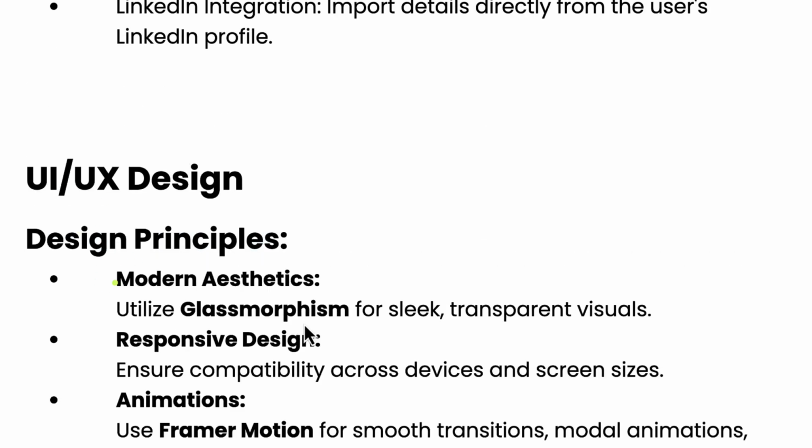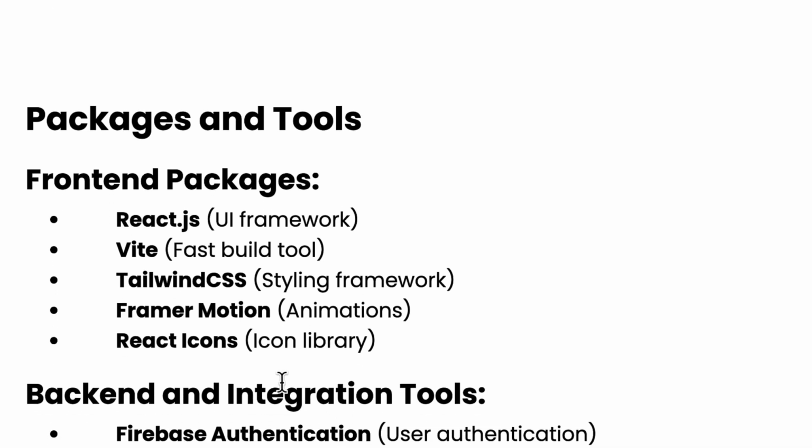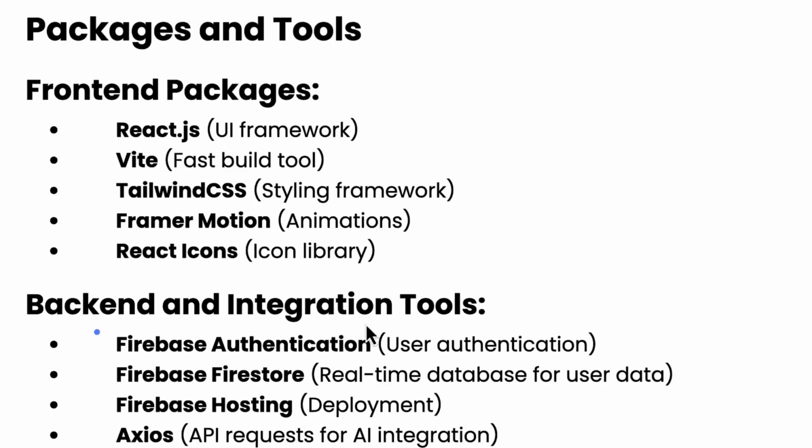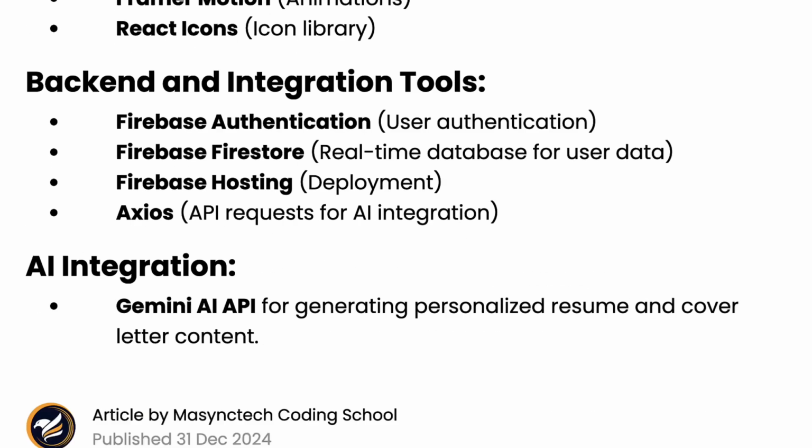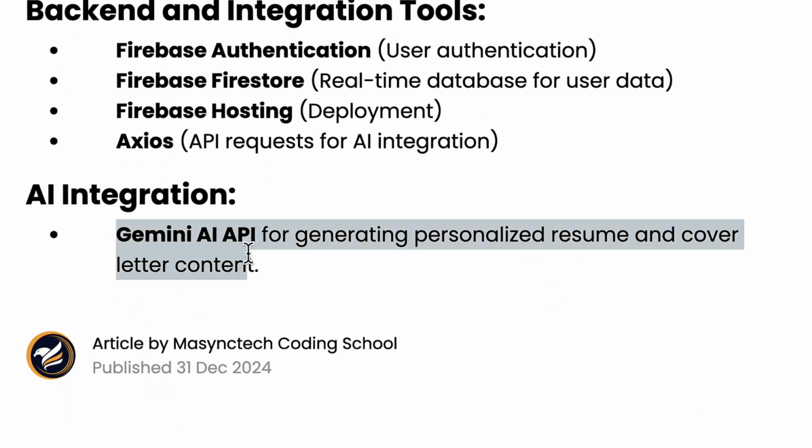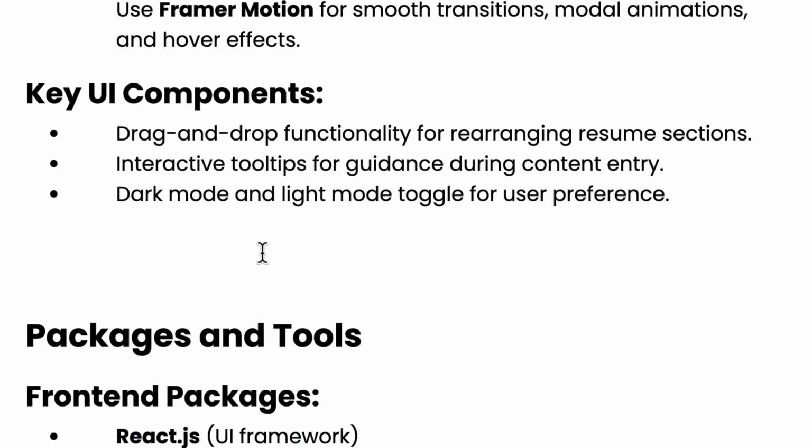And for the UI, we are going to use what is called glassmorphism for sleek, transparent visuals, responsive design, and Framer Motion. And these are the packages. We're going to use React by using Vite, Tailwind CSS, React Icons, and Framer Motion. And for the backend, we are going to use Firebase Authentication and Firebase Firestore for the database, and Axios. We're not going to use hosting here, but you can use it. And for AI integration, we are going to use the Gemini AI API. So this is my PRD for this project.